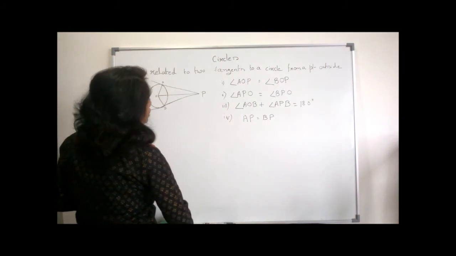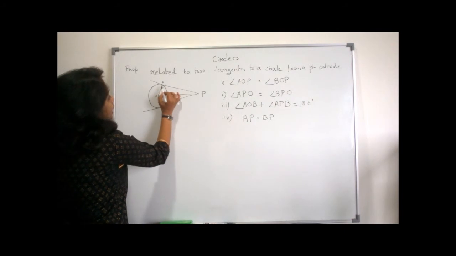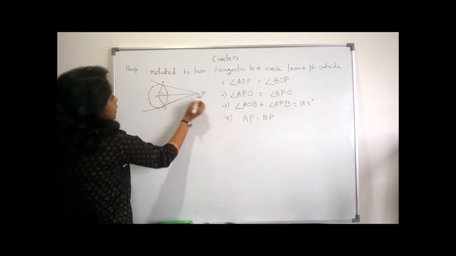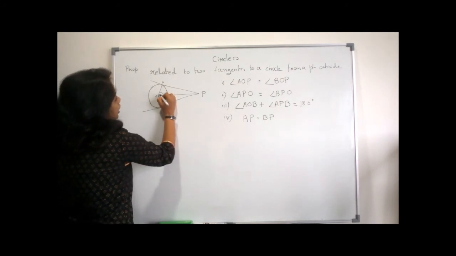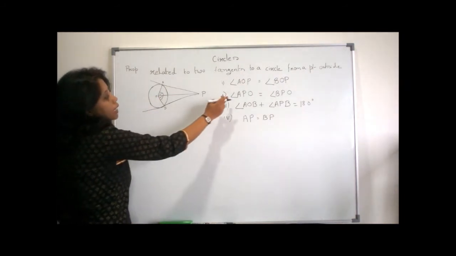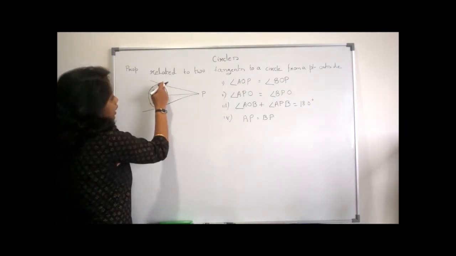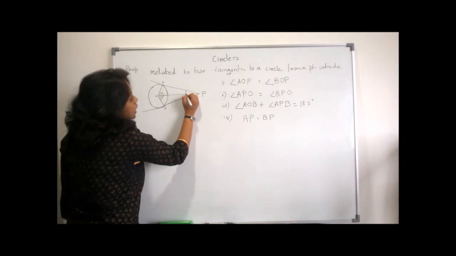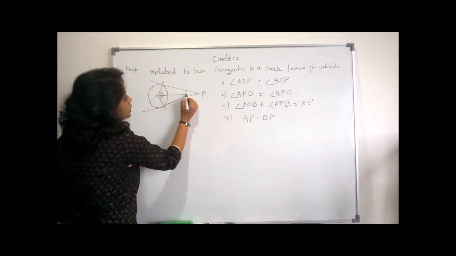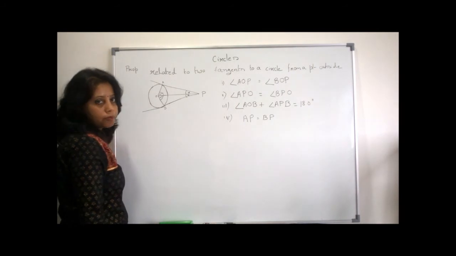First of all, angle AOP is equal to angle BOP. That means angle AOP, this angle, and angle BOP, this angle, are equal. We have to prove it. The next one, angle APO and angle BPO are equal. That means this angle and this angle are equal. We have to prove it.